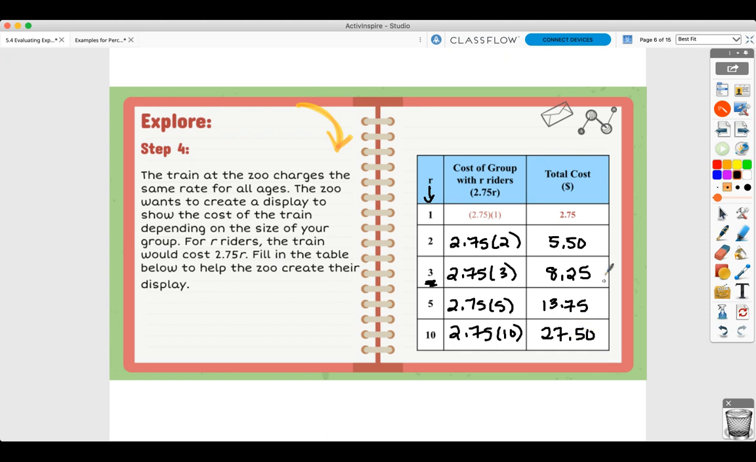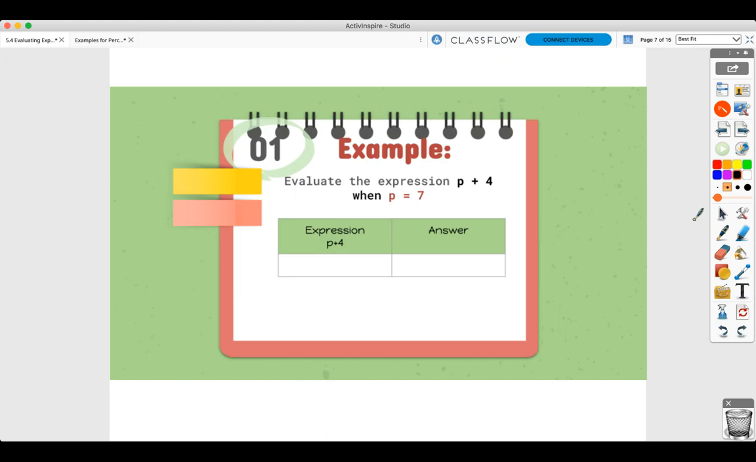All right, welcome back. Check your answers. I hope they were correct. Moving forwards, so now let's do some example problems.